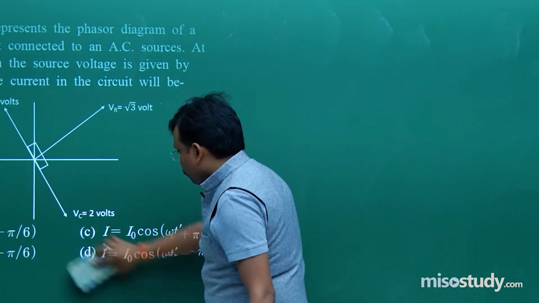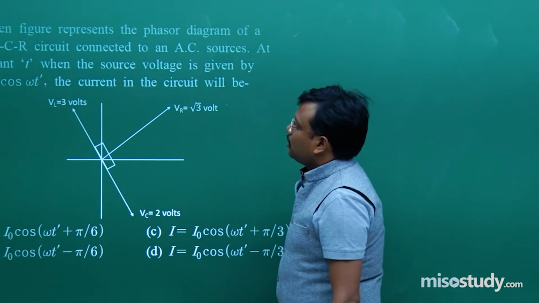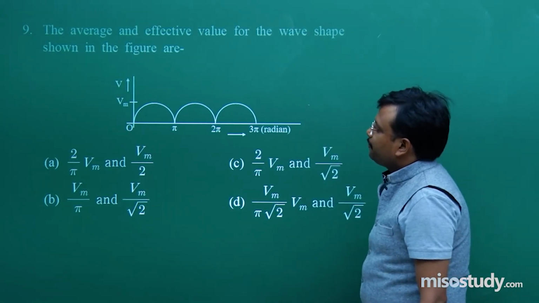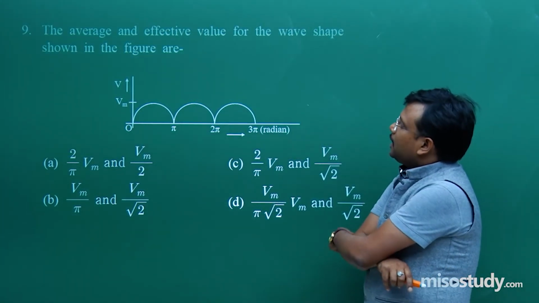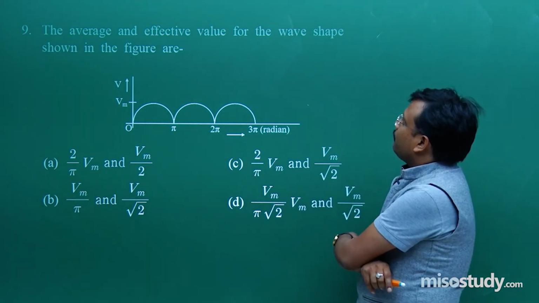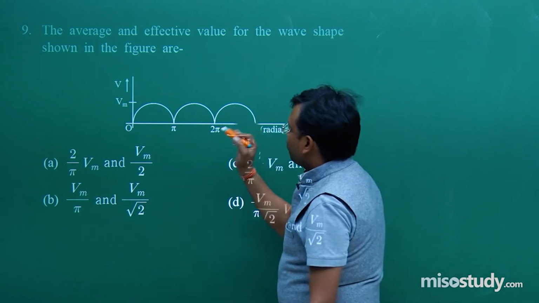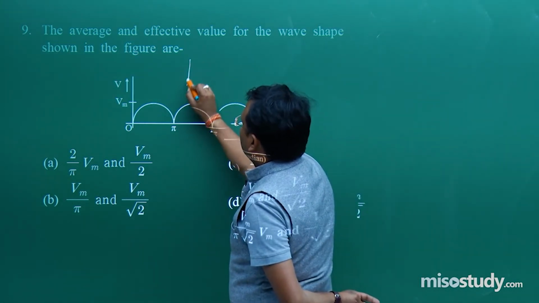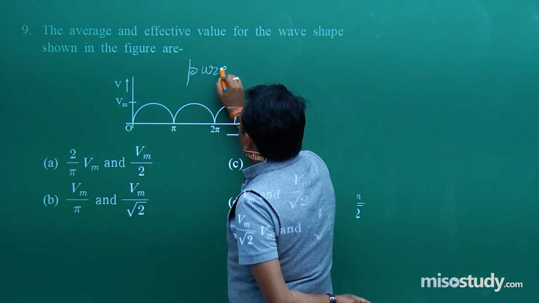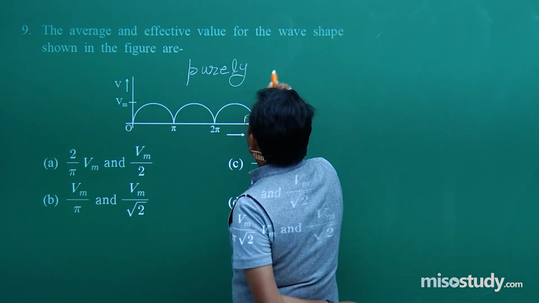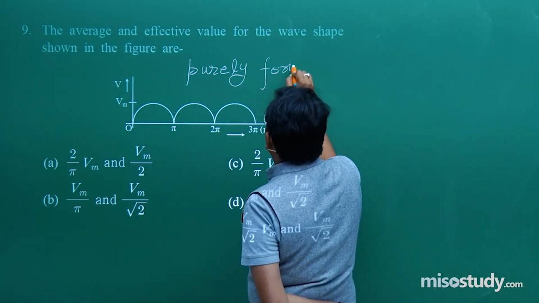Now let's move to another good question, that is the average and effective value for the wave shape shown in the figure. Let me mention a few things here. Purely formula based.